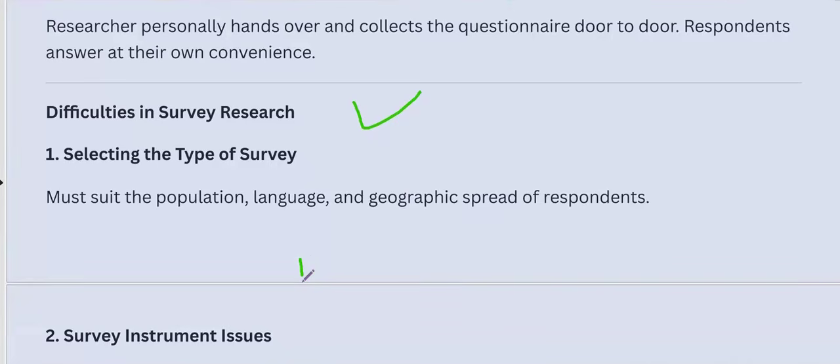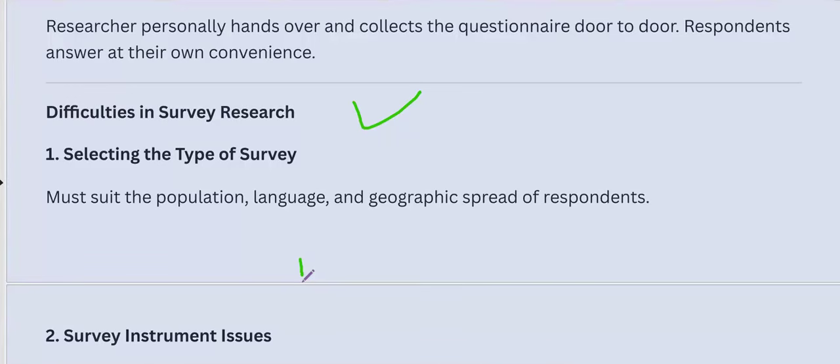It's very, very difficult. What type do I have to select? If I am, say for example, giving a letter, now my population is not that literate. My purpose is to analyze the situation of women living in village areas, rural areas, or slums. So I have to select an appropriate method. Language should also be appropriate.